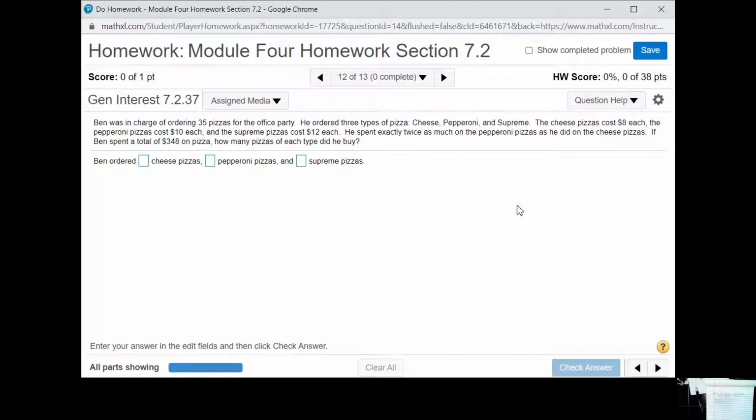So what we're going to do here is we're going to figure out how many of each type of pizza was ordered. Okay, so this one has three different unknowns as they're asking for the number of cheese pizzas, the number of pepperoni, and the number of supreme pizzas. So when we read through this, we're going to be looking for totals. It's one of the easy equations to write down in a system, if it gives you some kind of total.